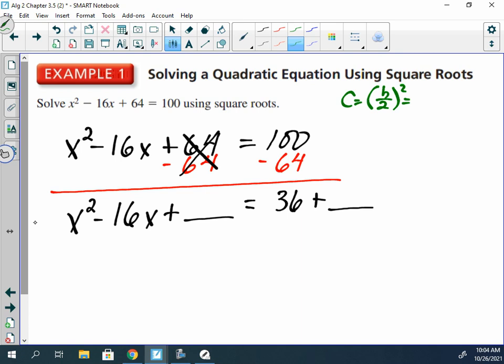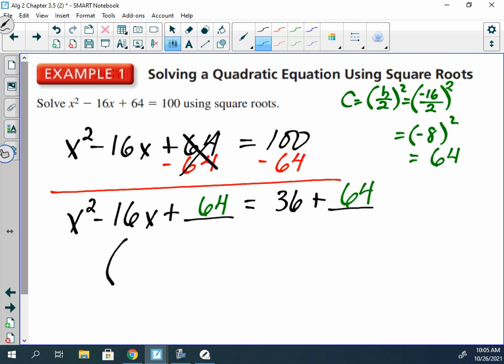Now C, our third step, is equal to b over 2 squared because we're going to plug it back in both of these spots here. Now the b value in our case is? Well, negative 16 divided by 2 is negative 8. And negative 8 squared is 64. So we would add 64 both here and here.